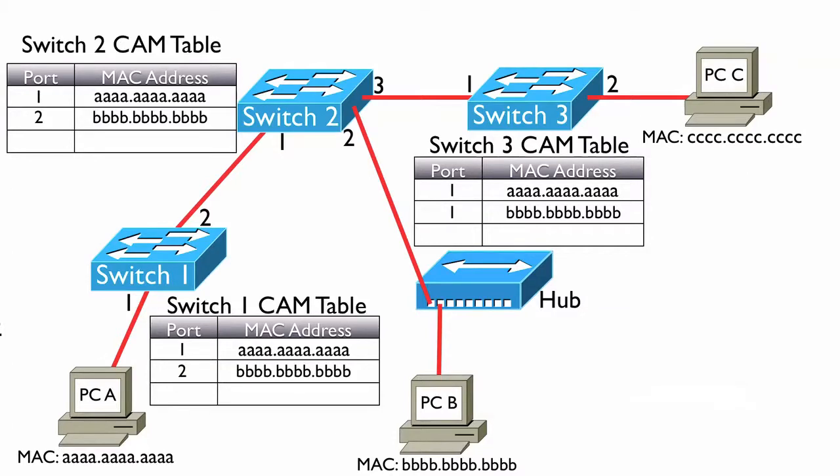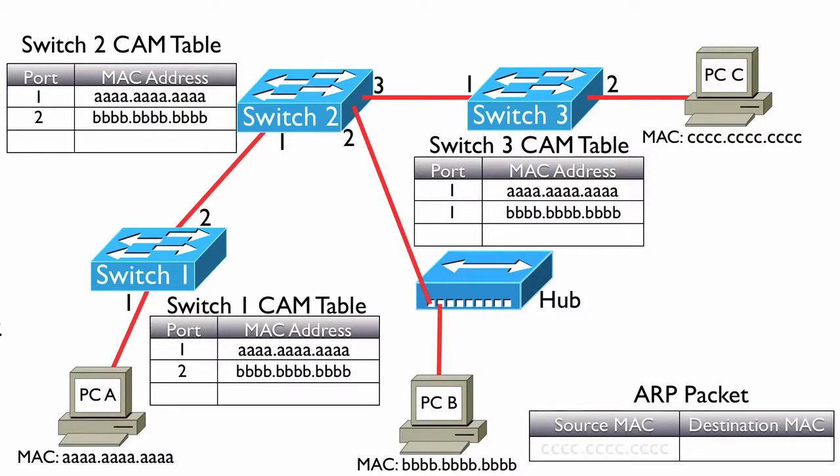And for completion's sake, let's say that PCC sends out an ARP packet. The source MAC address is all C's, the destination MAC address is all F's. We go into switch 3. Switch 3 learns that the all C's MAC address lives off of port 2. Switch 3 floods that out of port 1. It goes into switch 2, port 3, and switch 2 makes a note that available off of port 3, we've got the all C's MAC address. It's going to flood that frame out of ports 1 and 2.